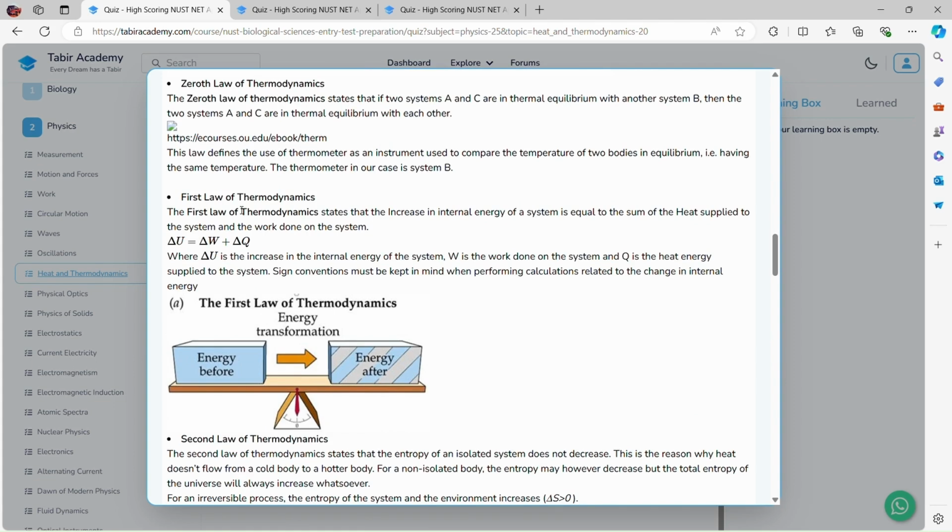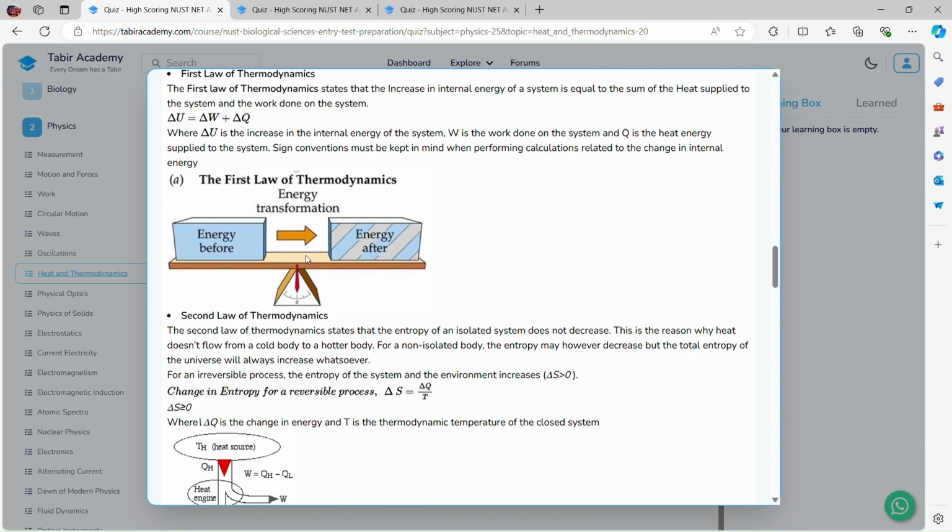First law of thermodynamics. The first law of thermodynamics states that the increase in internal energy of a system is equal to the sum of the heat supplied to the system and the work done on the system. So, change in internal energy equals work done on the system plus Q, which is the heat energy. Here, delta U is the increase in the internal energy of the system, W is the work done on the system, and Q is the heat energy supplied to the system. Sign conventions must be kept in mind when performing calculations related to the change in internal energy.